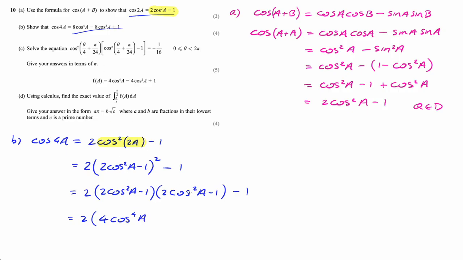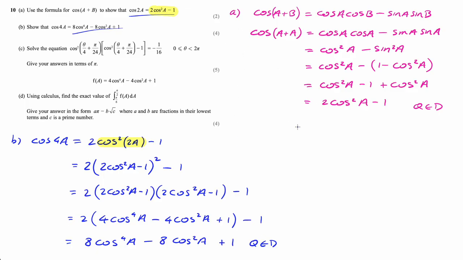Then this times this and this times this will give me minus 4 cos squared a, and then this times this will give me the plus 1, and then there's a minus 1 here. If I multiply all this out, I'm going to get 8 cos to the 4a minus 8 cos squared a, and then 2 times 2 is 2 times 1 is 2, and 2 minus 1 is 1, so it's plus 1, which is what he wanted. QED.